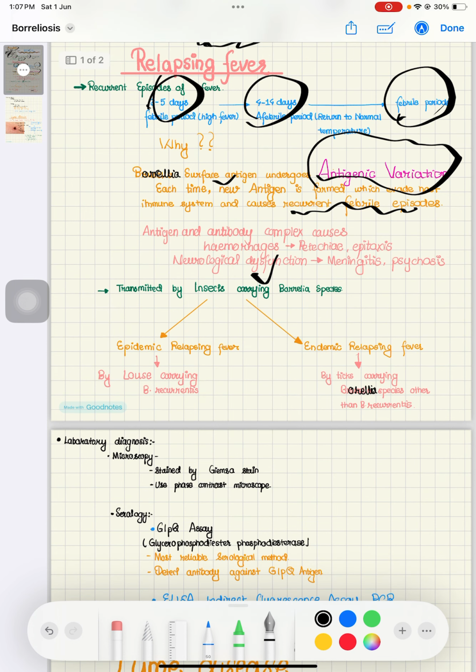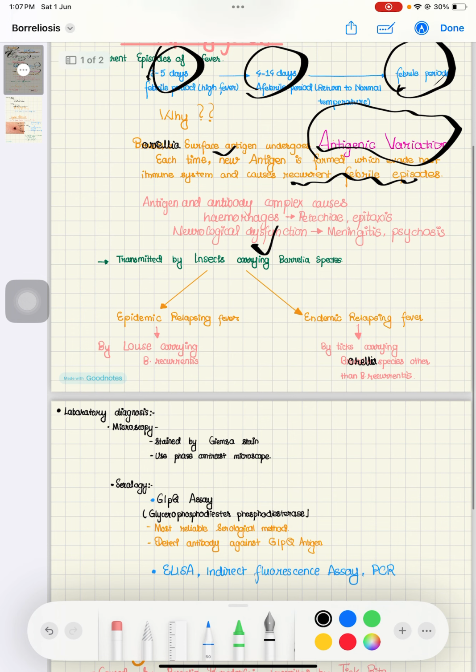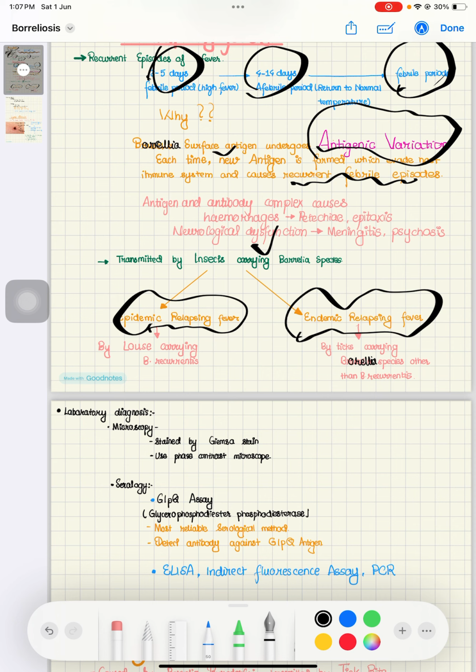The transmission of Borrelia occurs by an insect. On its basis, it can be divided into epidemic relapsing fever and endemic relapsing fever. Epidemic is epidemic in nature, caused by the louse carrying Borrelia recurrentis. And endemic relapsing fever is caused by ticks carrying Borrelia species other than Borrelia recurrentis.